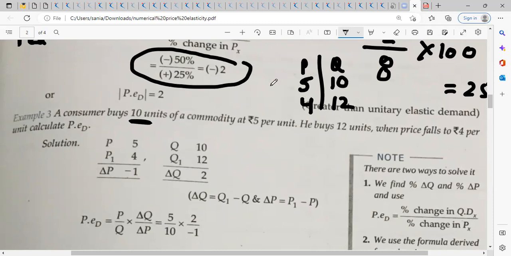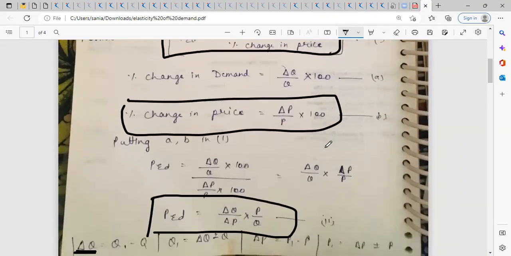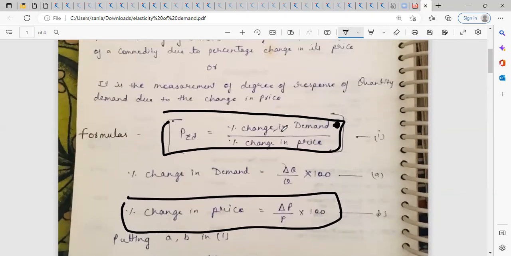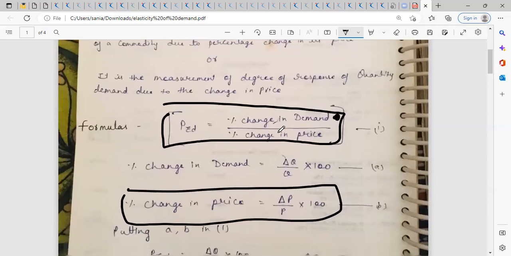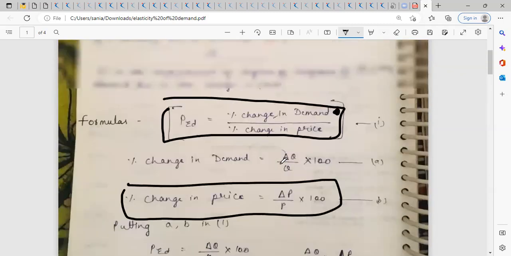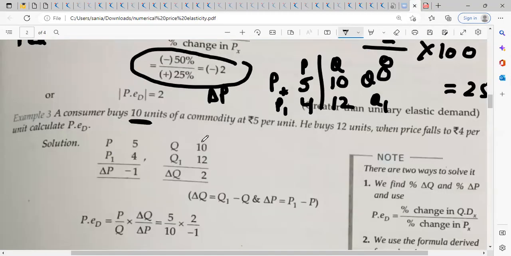So you have everything: P, P1, Q, Q1, plus you can find delta P and delta Q from here. Which formula will you use, Labiba, the first one or the second one? The second one, because you have P and you can find delta. The first can be used too, but it will be a long one.